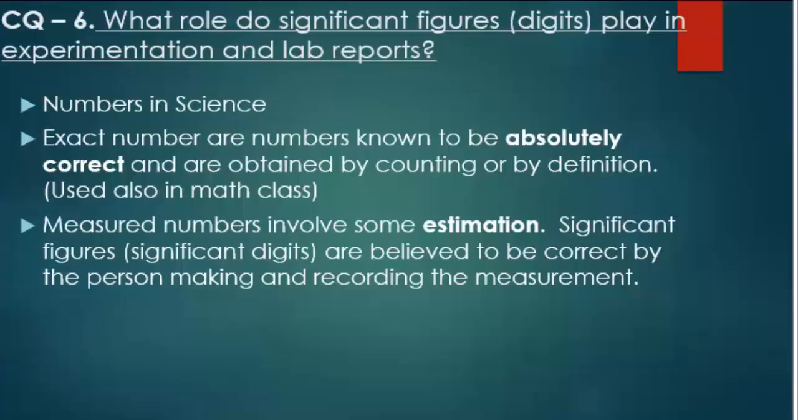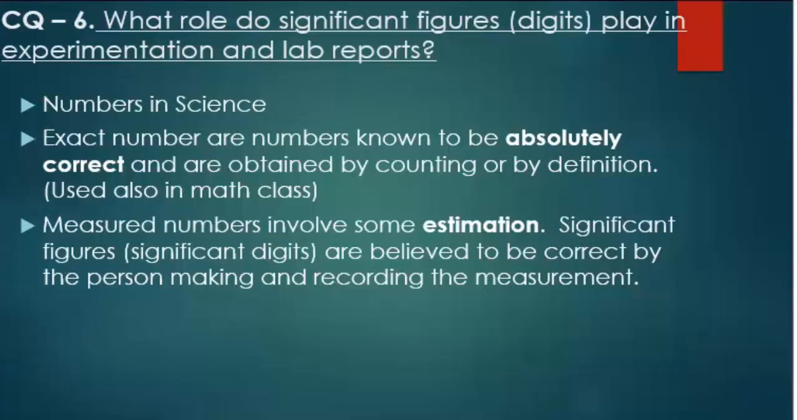Let's go ahead and work on significant figures or significant digits. In science, there are two types of numbers. There are exact numbers and measured numbers. Exact numbers are known to be absolutely correct, and they're obtained by counting. So an exact number would be, there are 23 people in our class. I didn't have to measure that, it was an exact number, okay?